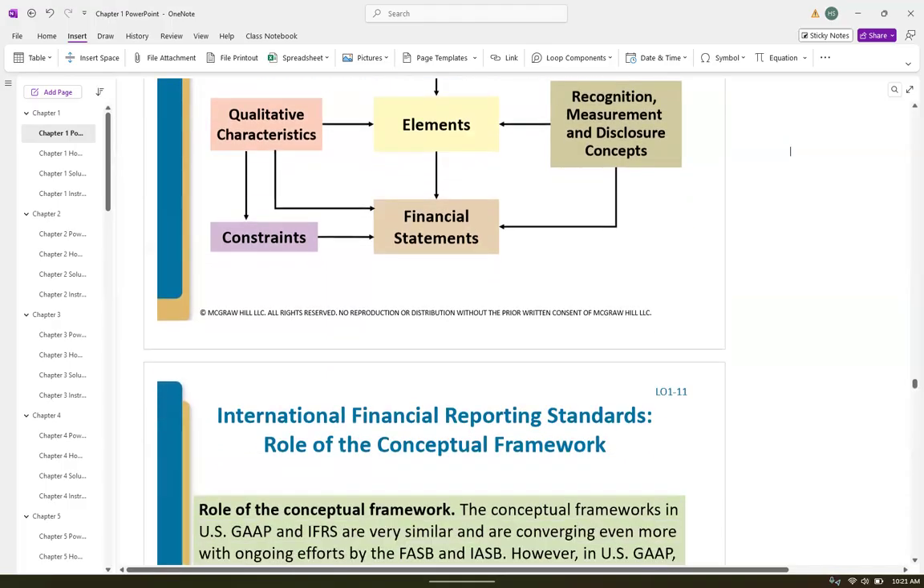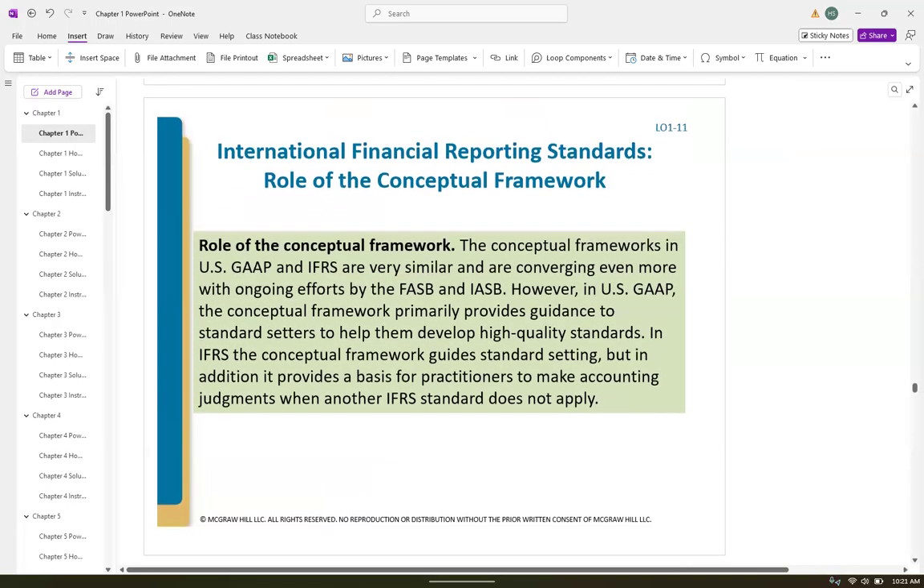Okay. International Financial Reporting Standards and the role of the conceptual framework. This framework is very similar, actually, to IFRS. Okay. There is a convergence.